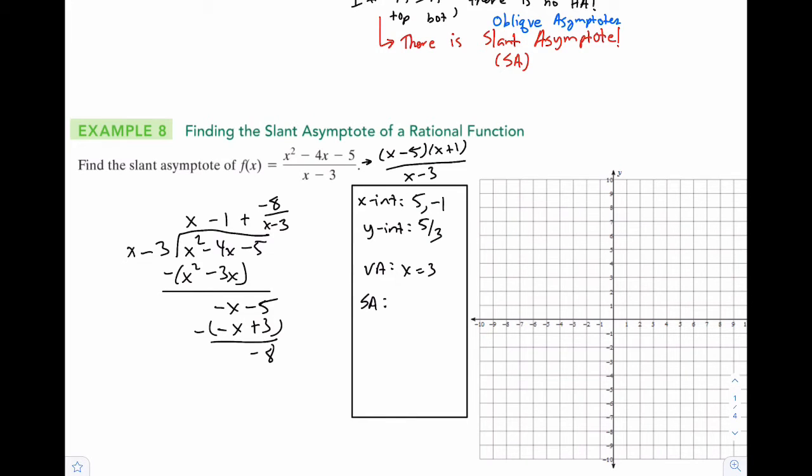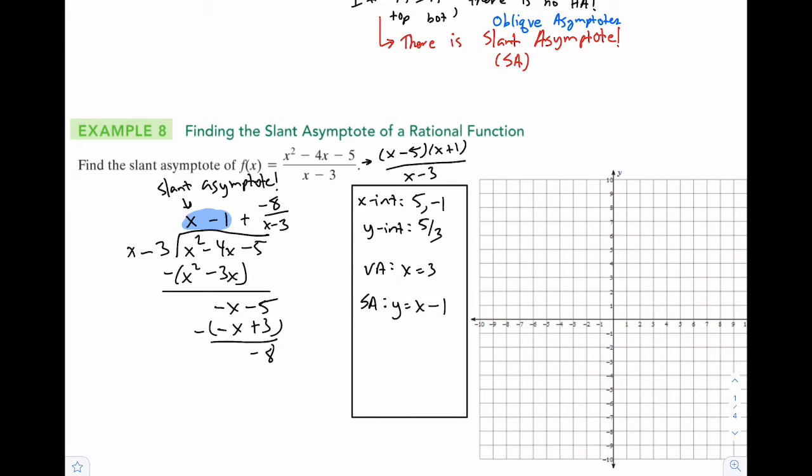What's really cool is this thing right here, that is your slant asymptote. So we're going to write the slant asymptote is y is equal to x minus 1.